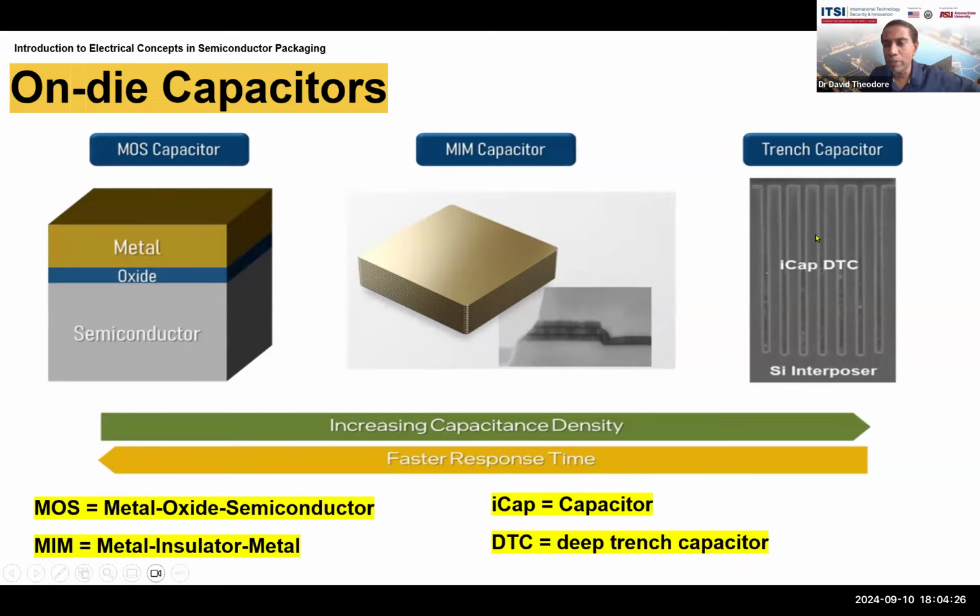Here we have something that's called an ICAP DTC. ICAP just stands for capacitor. DTC stands for deep trench capacitor. You can call it a trench capacitor or a deep trench capacitor, and this is built into the silicon interposer that's placed beneath the silicon die. So there's a silicon die, a silicon interposer, then you've got the package. You can build these capacitors into the silicon interposer that you're putting between the die and the package.